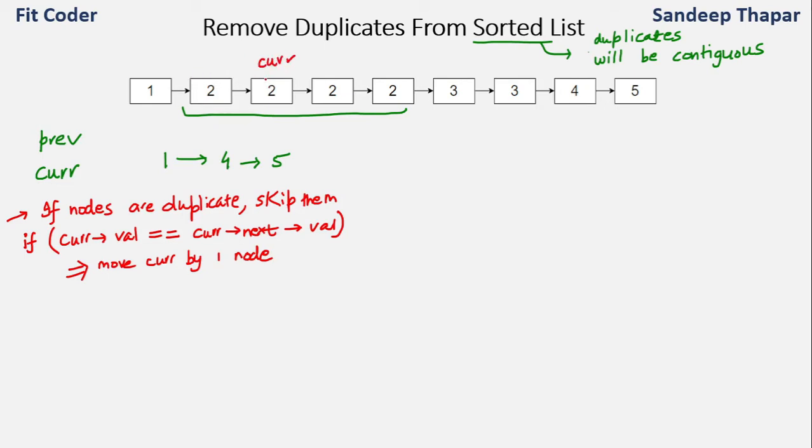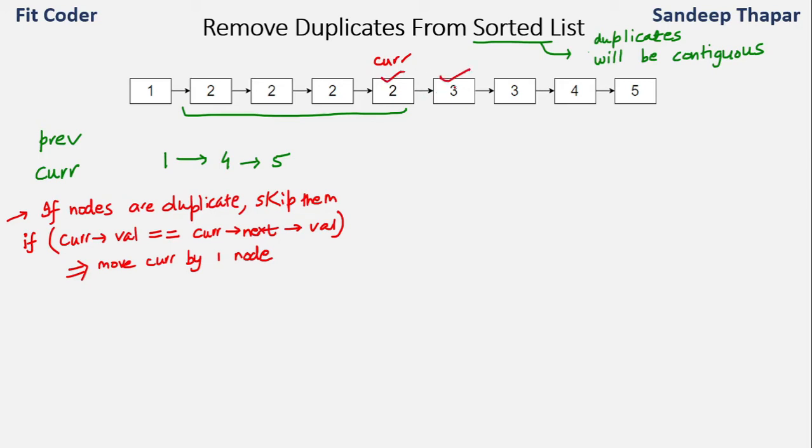Now we again compare this node with the next node. Again these are equal, so we'll move current to the next node. Now again these are equal, so we'll move current ahead by one node. Now current val is not equal to current next val. So these two nodes are not equal.